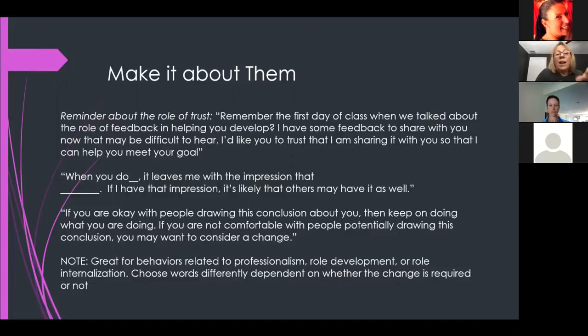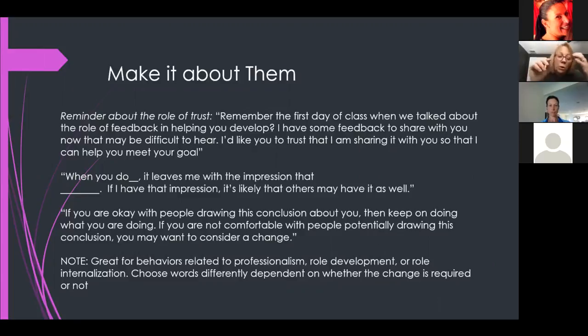And she said, if I have that impression, it's likely that others may have it as well. And she shared that students have come up to her afterwards and said, I had no idea I was doing that. I had no idea that that was the impression I was leaving people. Also, giving them an out. If you are okay with people drawing this conclusion about you, then keep doing what you're doing. If you're not comfortable with people potentially drawing this conclusion, you may want to consider a change.